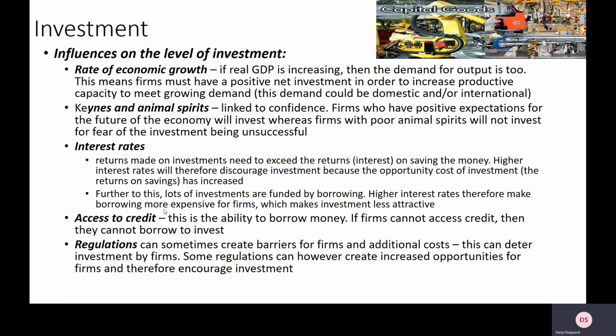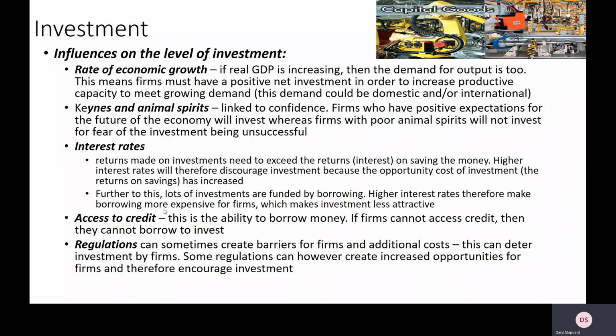Other reasons are interest rates. Firms often have to borrow money to fund investment. Now, what firms have got to consider is what are the returns on making investments? If they've got to pay a high interest rate on borrowing money, then it's more difficult to make profits on those investments that they make. So what you would find then is that when interest rates are low, firms are more likely to borrow from banks to fund more investment to take place.